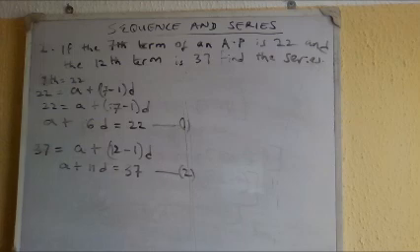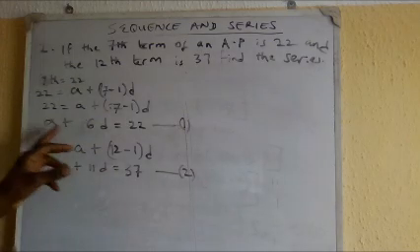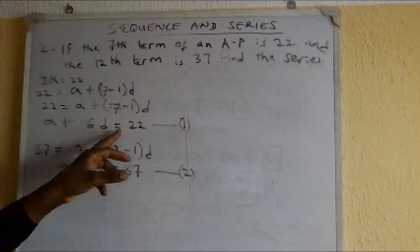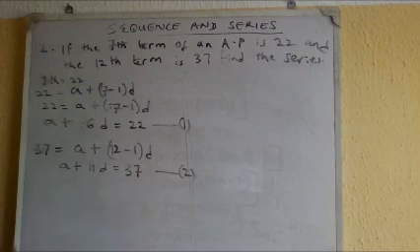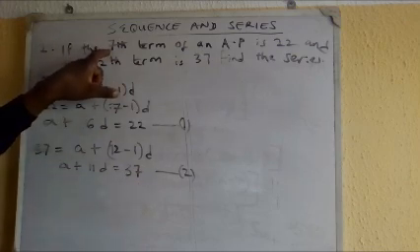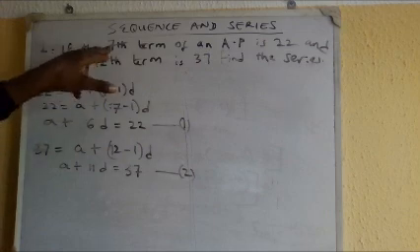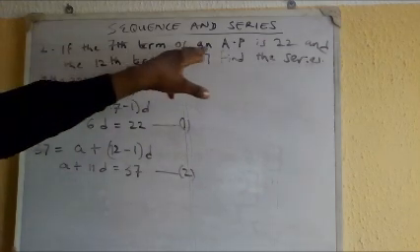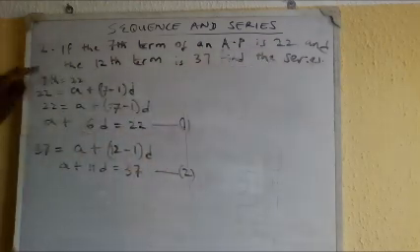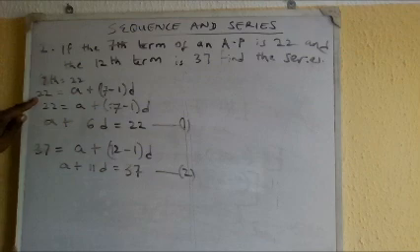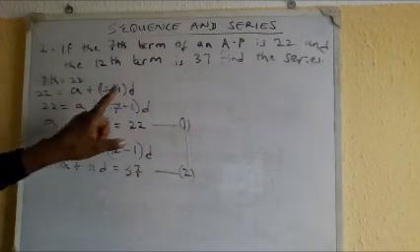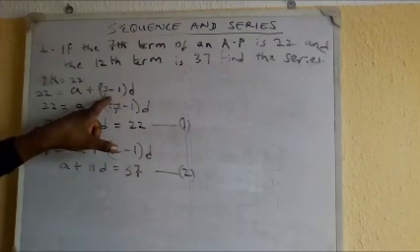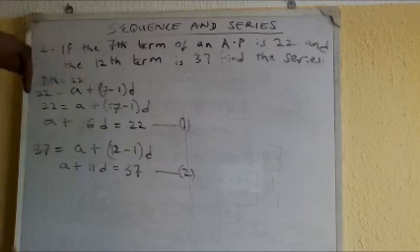Okay. So these are the two equations. Equation 1 is A plus 6D is equal to 22. Equation 2 is A plus 11D equals 37. So the question, I did put the question correctly. If the 7th term of an AP is 22, that means if I write 22 is equal to A plus, when I see N, I put 7 minus 1, D. D is not given. N is given as 7. And the term inside that 7th term is 22. That's why I have 22 here.